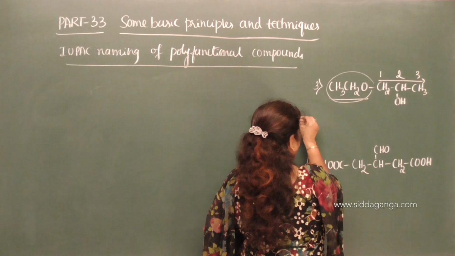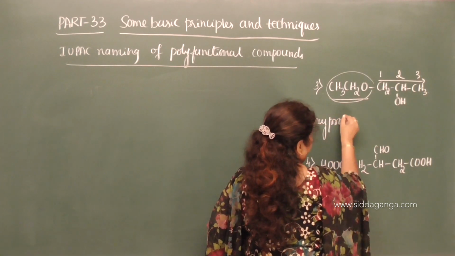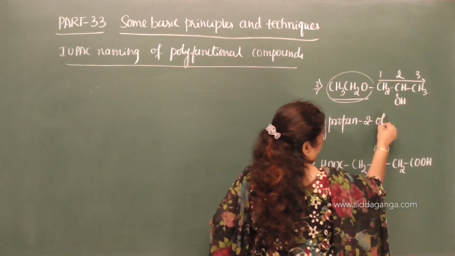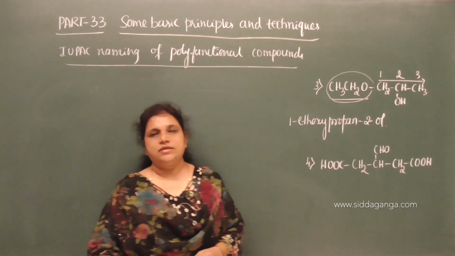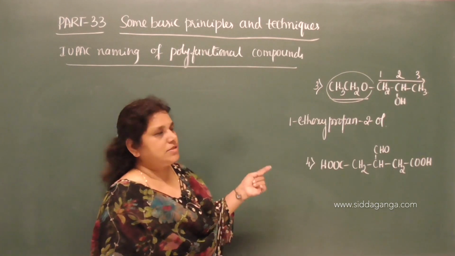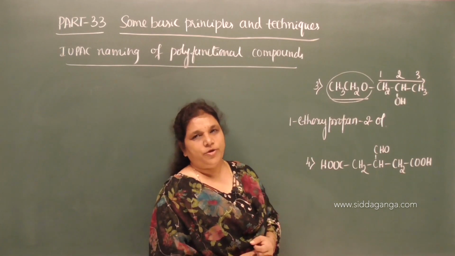Then what is the name? 1-ethoxy, propane, 2-ol. 1-ethoxypropan-2-ol is the IUPAC name. Ethoxy, that is for the ether. So it is 1-ethoxypropan-2-ol is the IUPAC name.